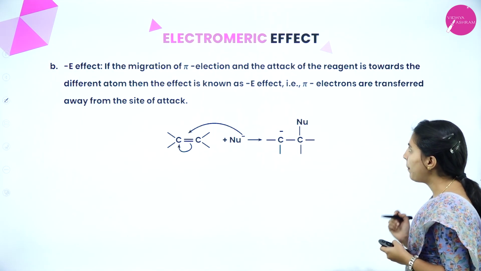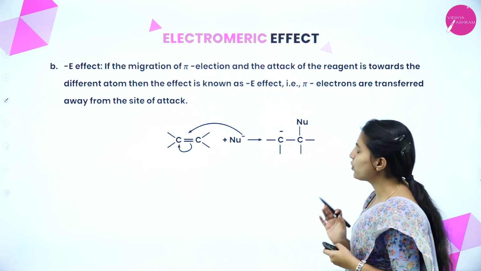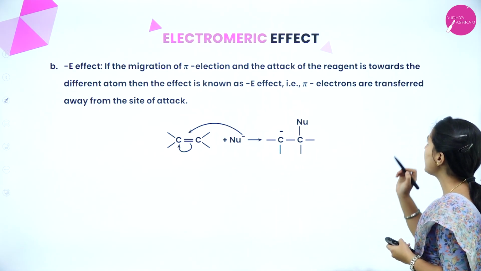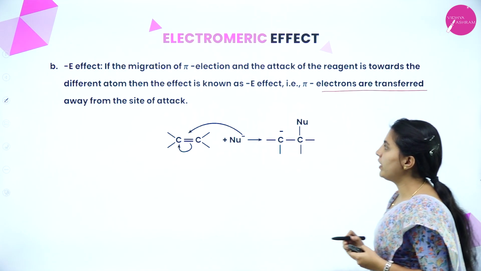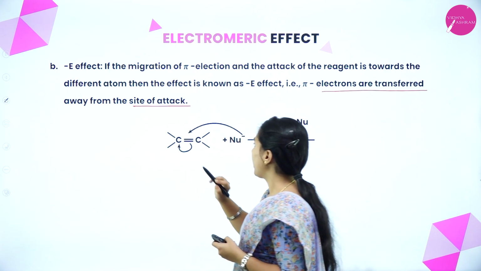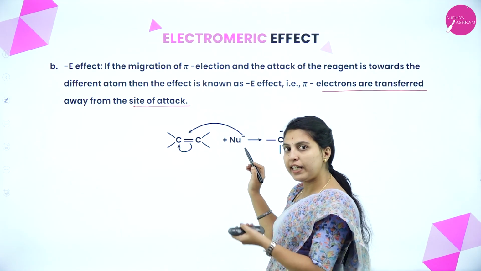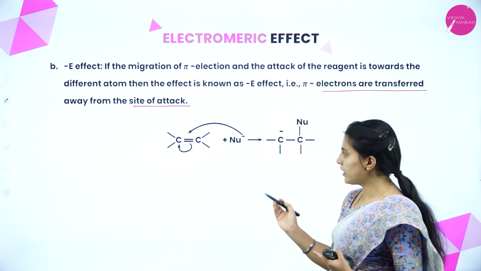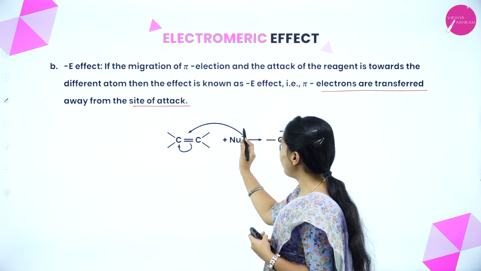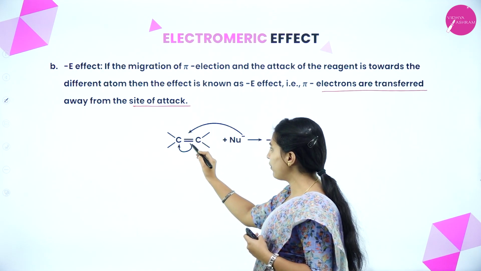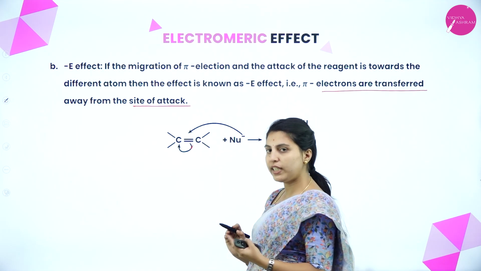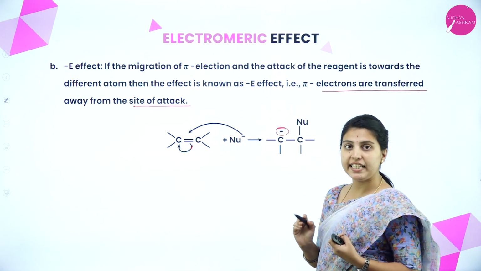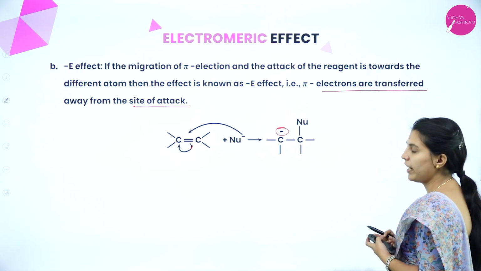Minus E effect. If the migration of pi electrons and the attack of the reagent is towards different atoms, then the effect is known as minus E effect. That is, pi electrons are transferred away from the site of attack. Means it is a nucleophile; in the other case, it will be an electrophile. Nucleophile means electron rich and it will be donating towards the unsaturated system. See, the nucleophile is donating here and from here it is donating to the carbon, right? So attacking will be there and here the minus E effect will be seen in this electromeric effect.